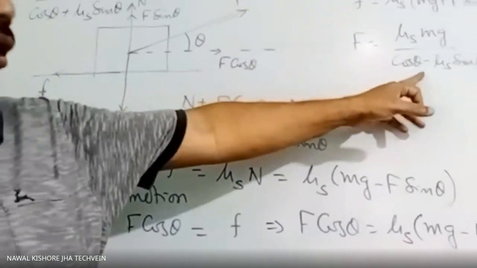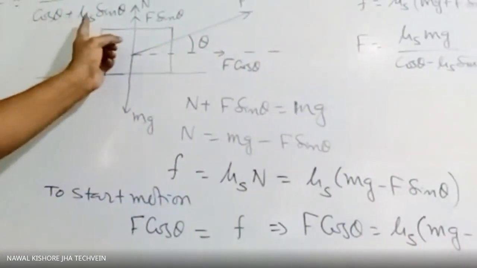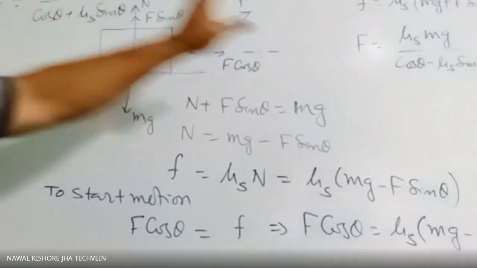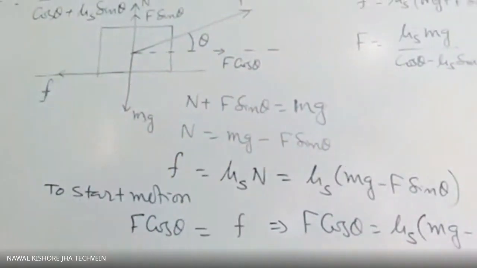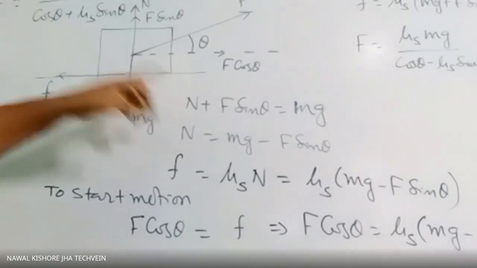Here in the denominator it is cos theta minus, but here it is cos theta plus. Naturally, this value will be less than this. Sometimes we are asked to derive the expression for push and pull, and hence you prove pull is easier than push. Then you have to derive this relation.